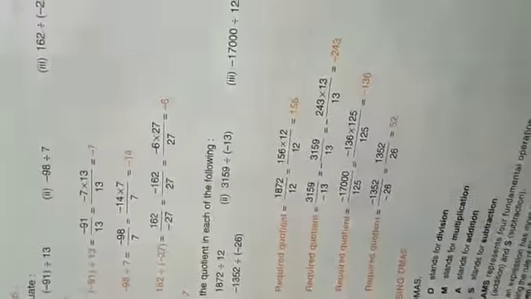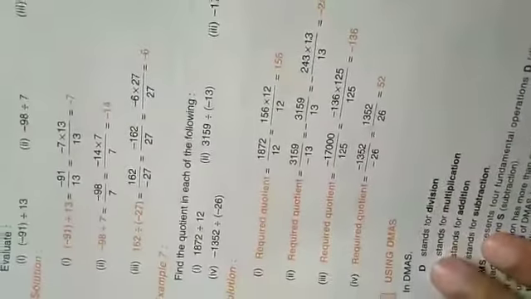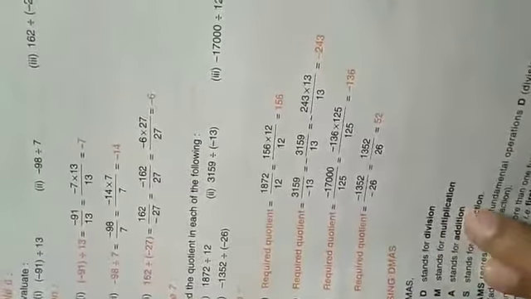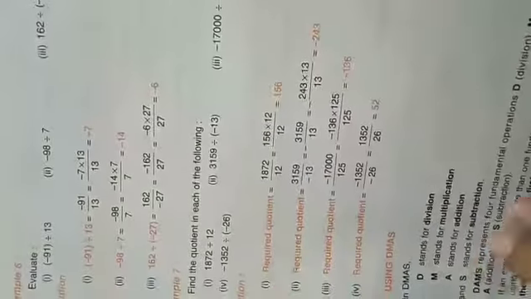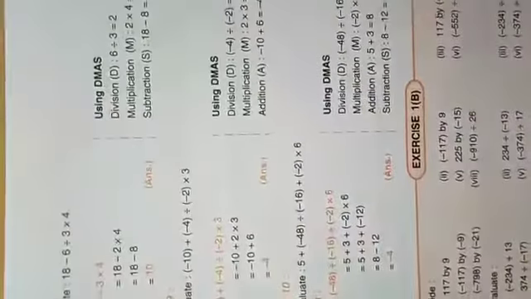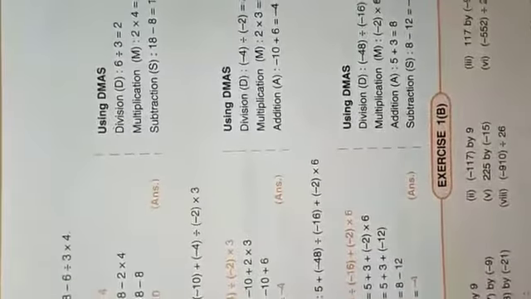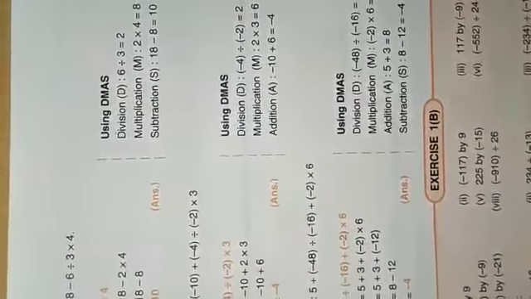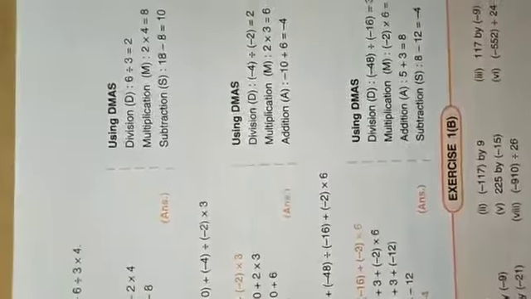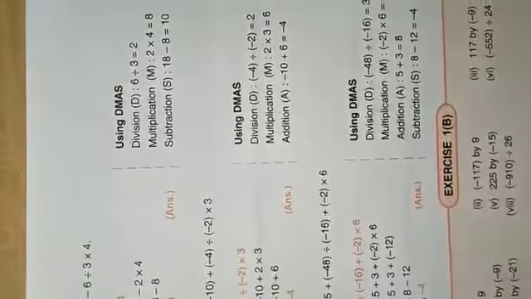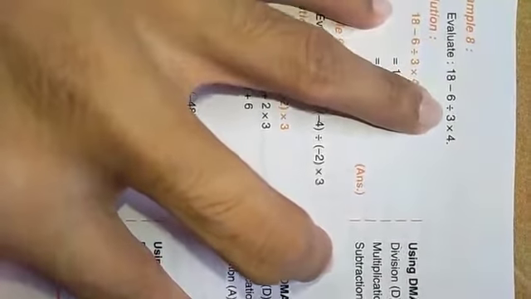So now, what is DMAS? DMAS rule. D for division, M for multiplication, A for addition, and S for subtraction. So if an expression has more than one operation, then we perform operations using the DMAS rule. First of all, we will perform division, then multiplication, then addition, and in the last we will perform subtraction. If we consider example number 8, 18 minus 6 divided by 3 into 4.